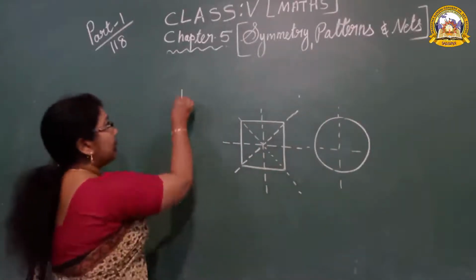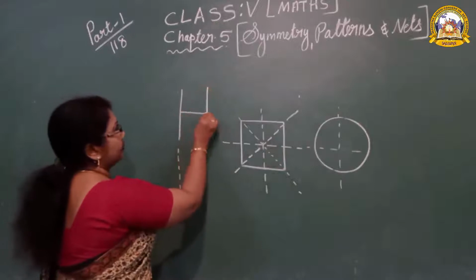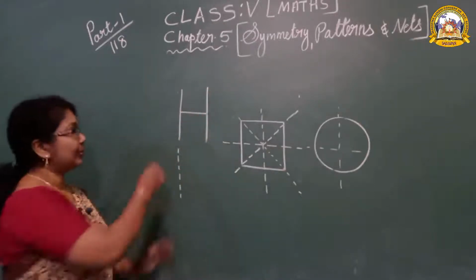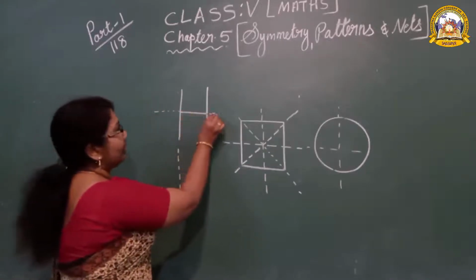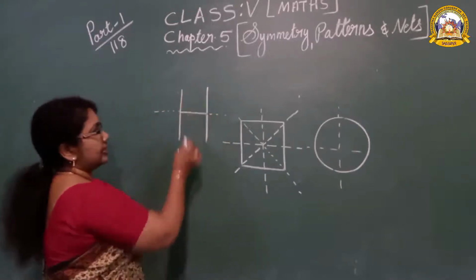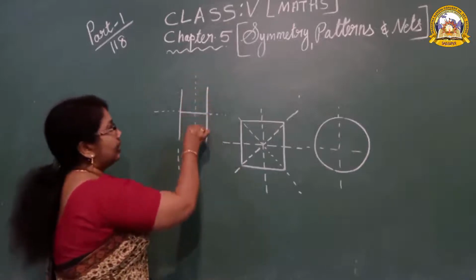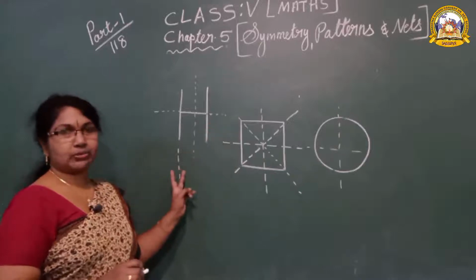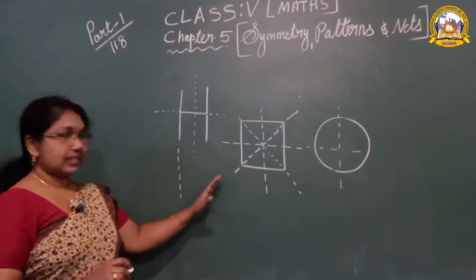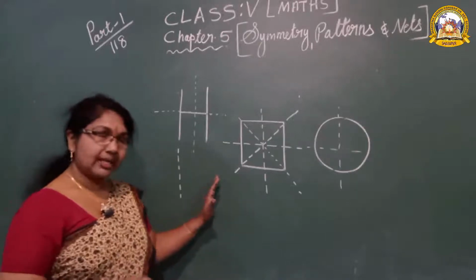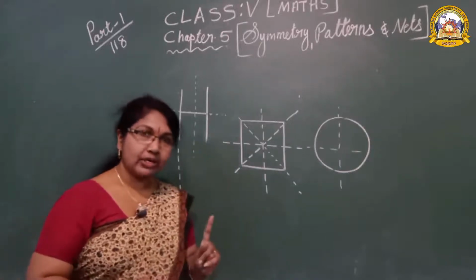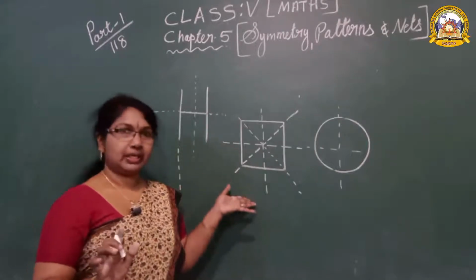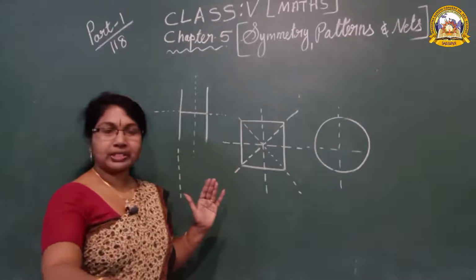Now look here, capital letter H. Can you say how many symmetrical lines you can draw? Now look here, this is one line of symmetry because both sides are equal. This is another line of symmetry. So here, how many lines of symmetry did we draw? 2 lines of symmetry. Like that, some figures have no symmetrical lines, some figures have one line of symmetry, some figures do not have any line of symmetry. Once more, did you understand what symmetry means?